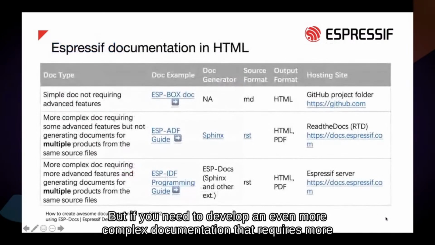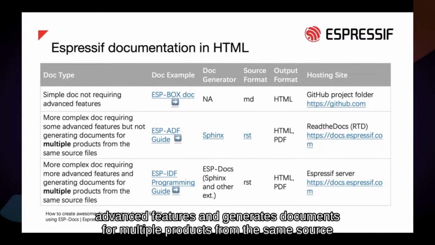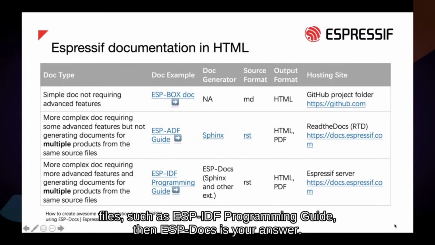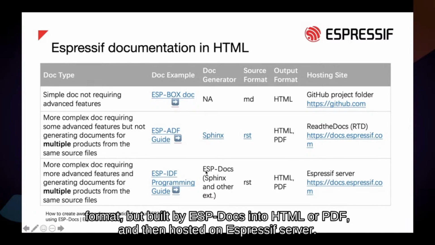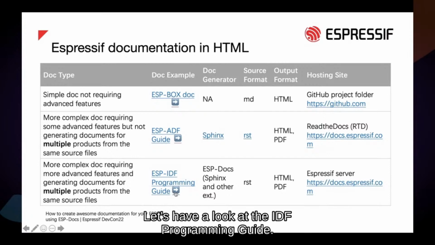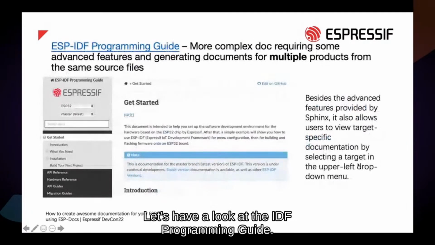But if you need to develop an even more complex documentation that requires more advanced features, and generates documents for multiple products from the same source files, such as the ESP-IDF programming guide, then ESP-Docs is your answer. This type of doc is also written in RST format, but built by ESP-Docs into HTML or PDF and then hosted on Espressif server. Let's have a look at the IDF programming guide.